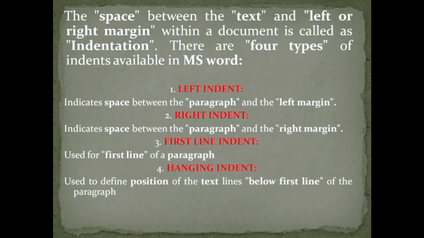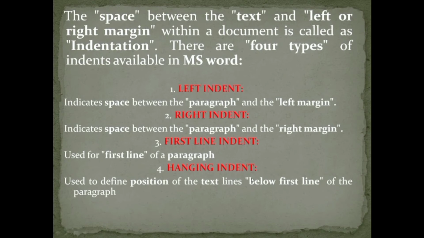So first is the left indent. Left indent indicates the space between the paragraph and the left margin. A paragraph is a self-contained unit of a discourse in writing dealing with a particular point or idea. Suppose we write this paragraph, we can start it with the left indenting. The next thing is the right indenting. It indicates the space between the paragraph and the right margin.